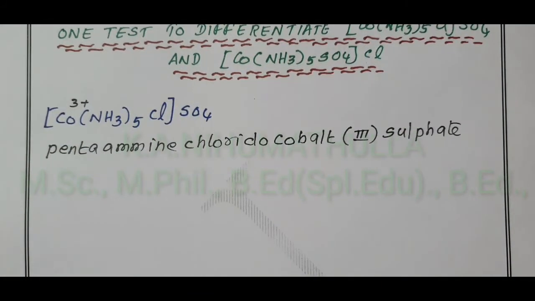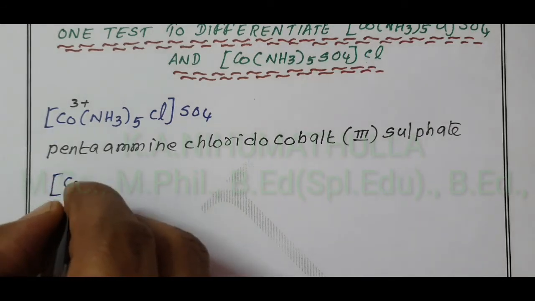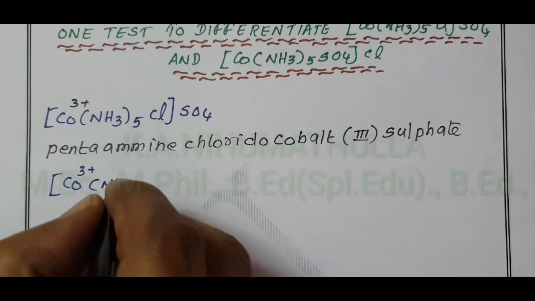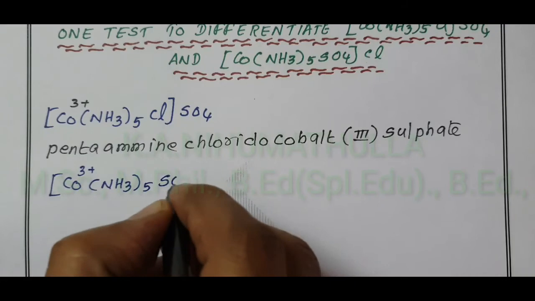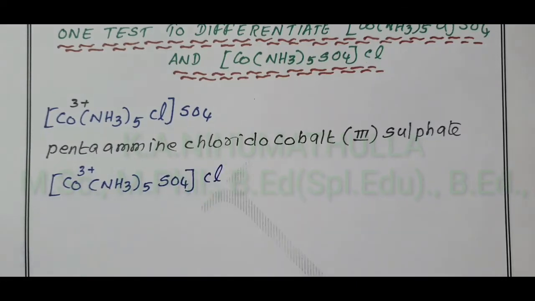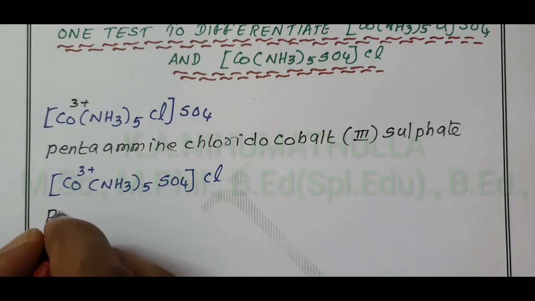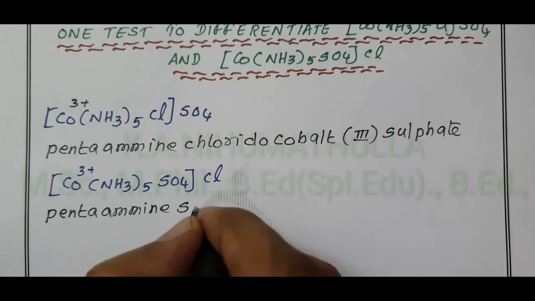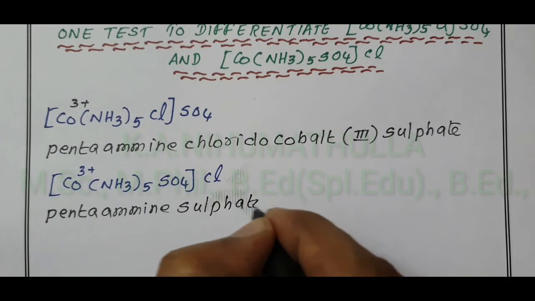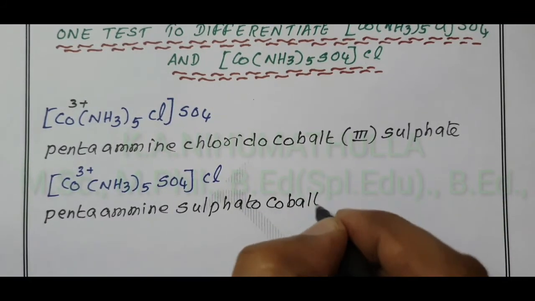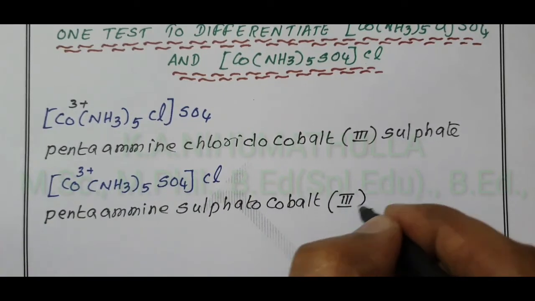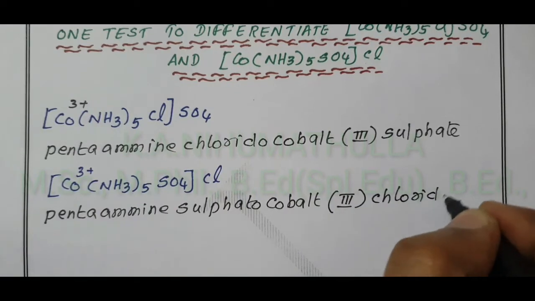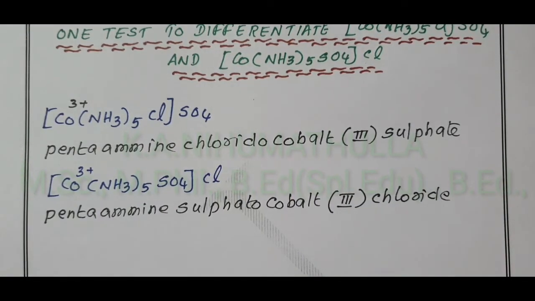Then one more complex we have, with the molecular formula Co. The oxidation state of cobalt is 3 plus, NH3 five times, SO4, then one Cl is outside. The compound name starts with the same ligand first: pentaammine, sulfato, cobalt, oxidation state 3, chloride. Pentaamminesulfatocobalt(III) chloride.